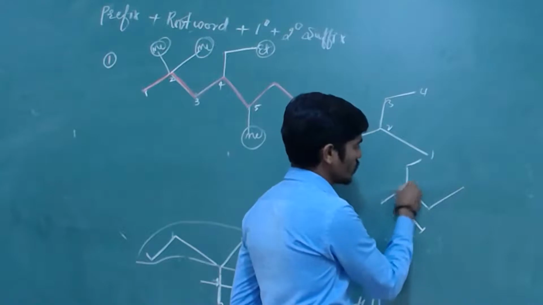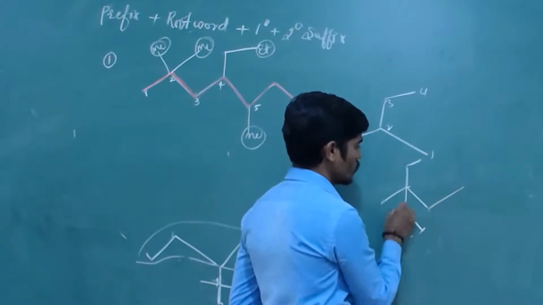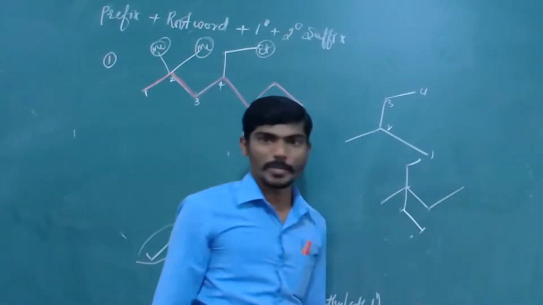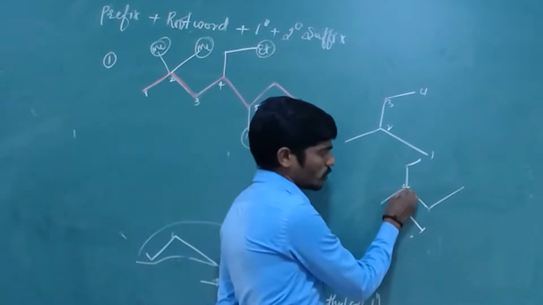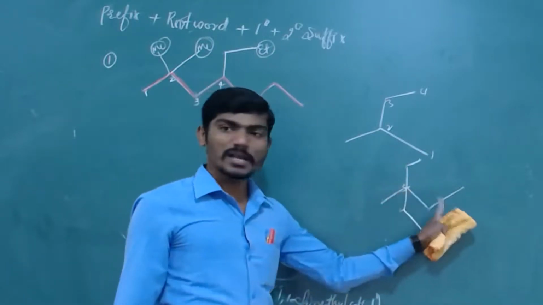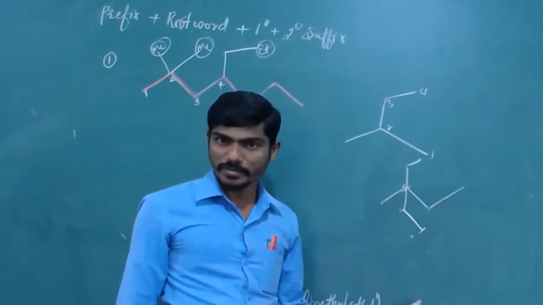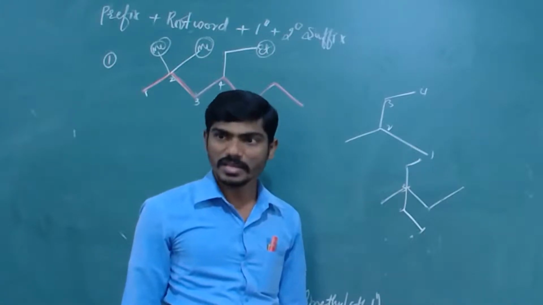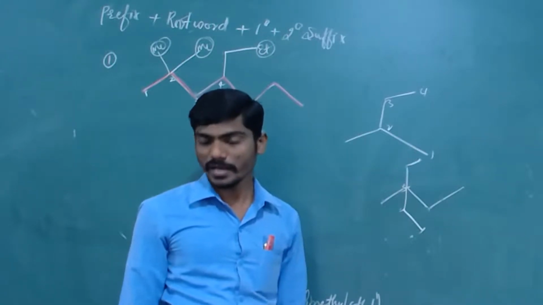So 1, 2, 3, 4, 5, pentane. At the 3 position, 3-ethyl, 3-methyl pentane is the correct name.